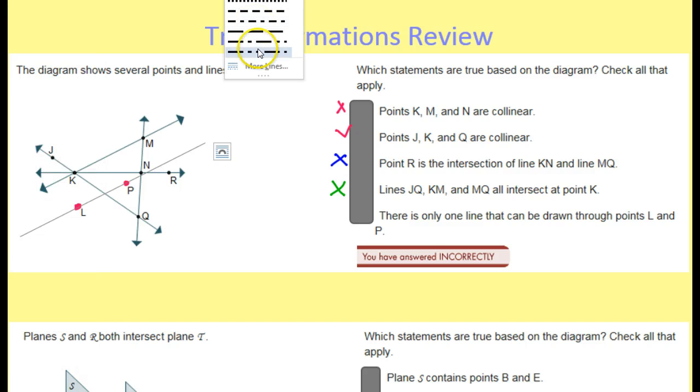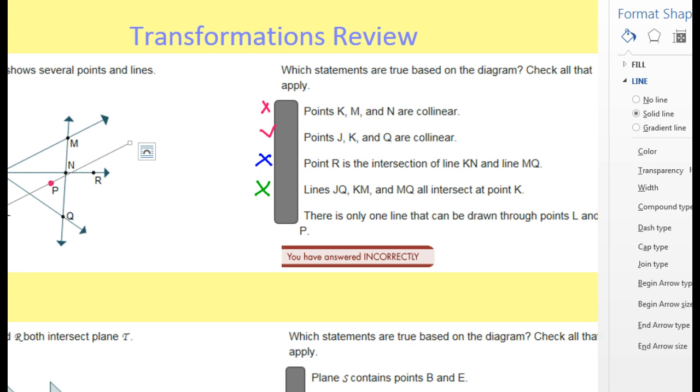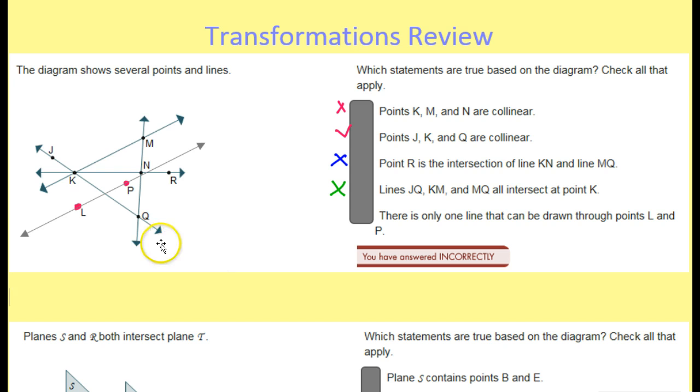Let's see, can I put some arrows on here? I don't have time for this. Yeah, that line I just drew, that's the only line that can go through L and P. There's no other line. So that's true. So that's it. So these 2 check marks are the only true statements. Alright, there you go.